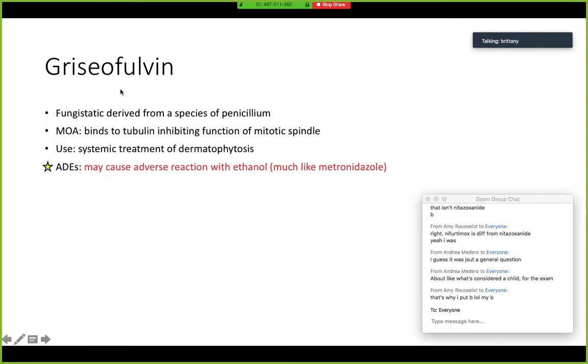All right, so griseofulvin, if she asks anything, it's going to be about that disulfiram-like reaction. So keep in mind griseofulvin and then metronidazole.